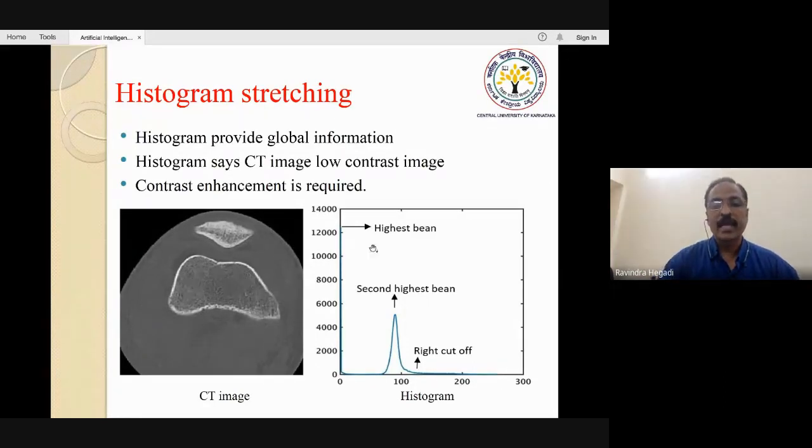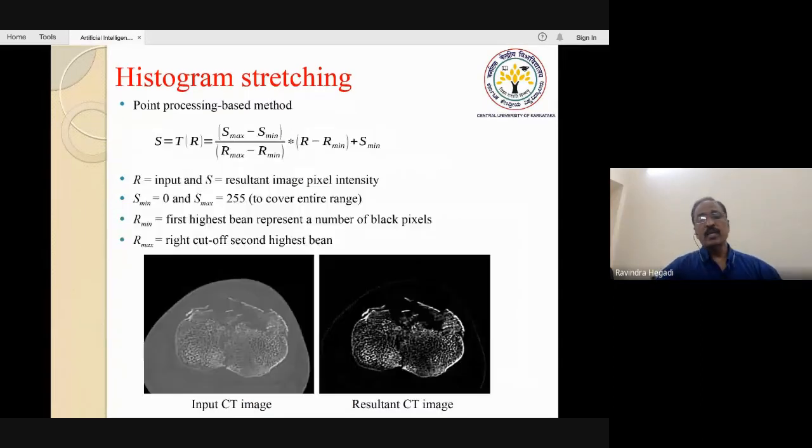You can see on the side there is a graph. This graph shows a low contrast, and to make it a high contrast, we have to stretch this histogram graph. Because we are stretching the graph, it is known as histogram stretching. Here you can find the result of how we perform histogram stretching.